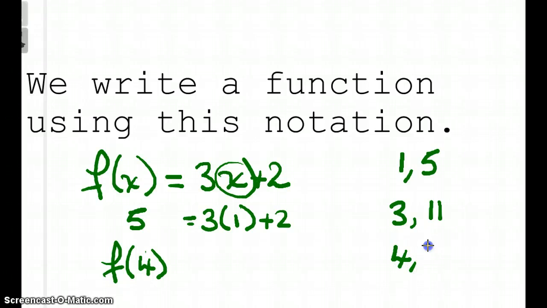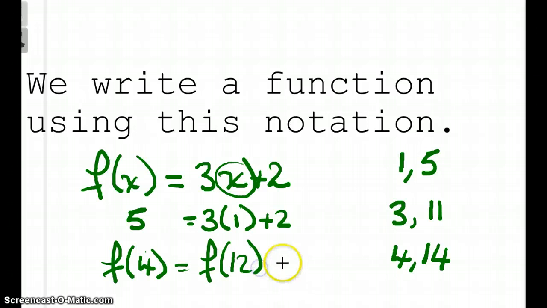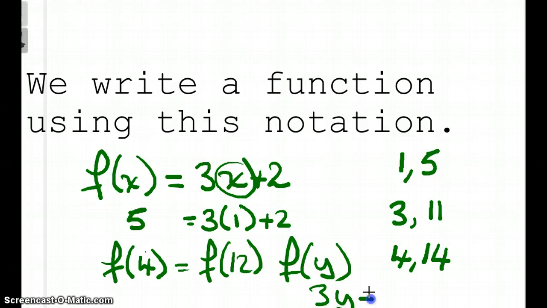So we write the notation. If I asked you to find, for f of x equals 3x plus 2, find f of 4, I'm asking you to replace x with 4. I could have easily said replace x with 12. I can tell you to replace x with y. 3y plus 2. So that's a little bit more complicated.